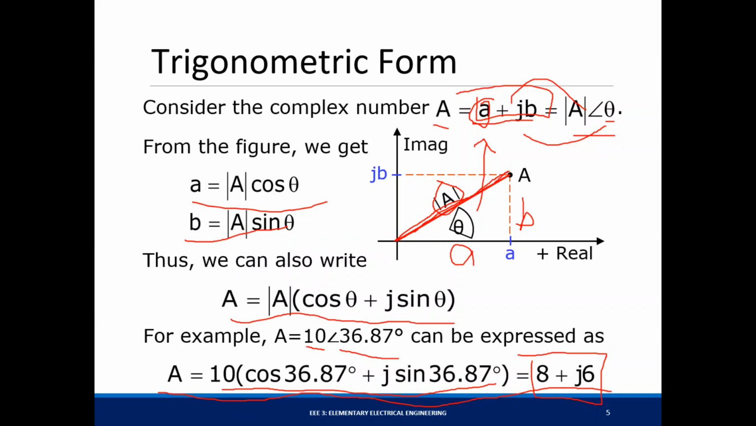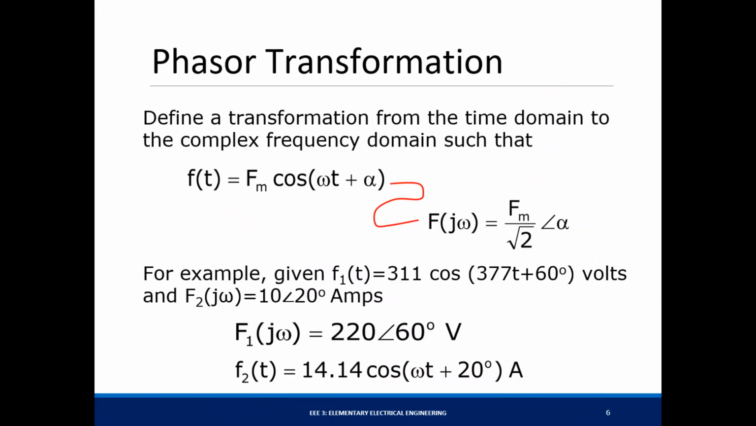Okay, so this is your complex numbers. How will it help in analyzing circuits? Well, recall our time domain expressions for voltage or current. Recall that it's a sinusoid with a phase shift alpha. F sub m here is the amplitude of the sinusoid.